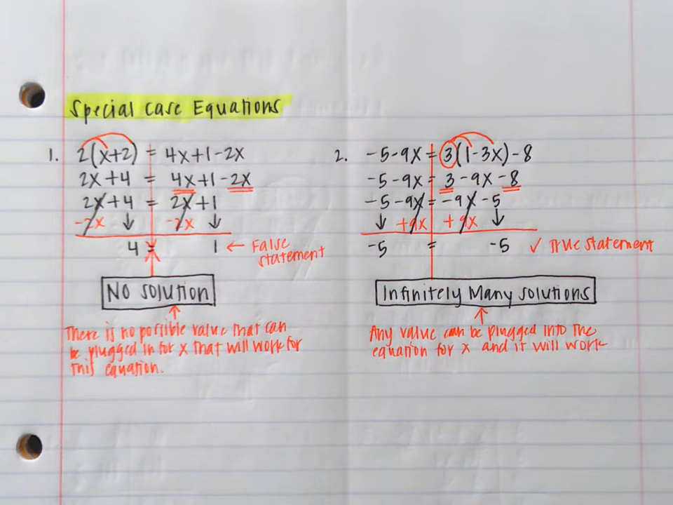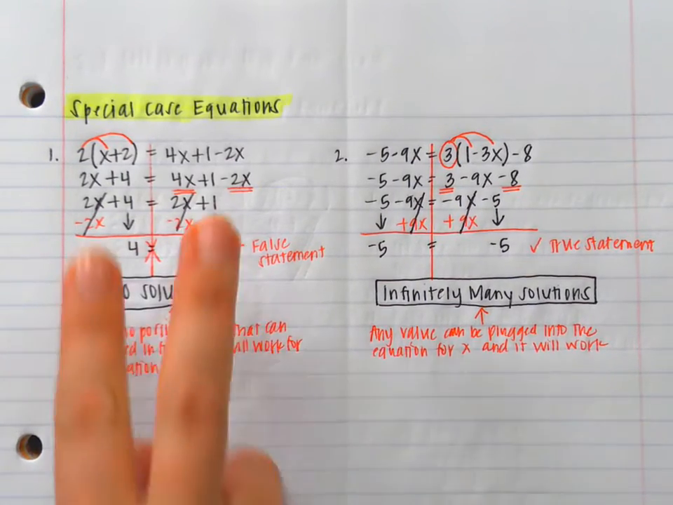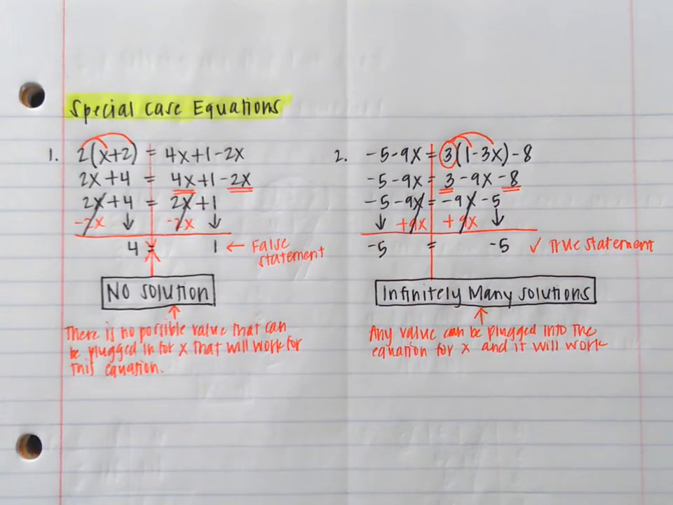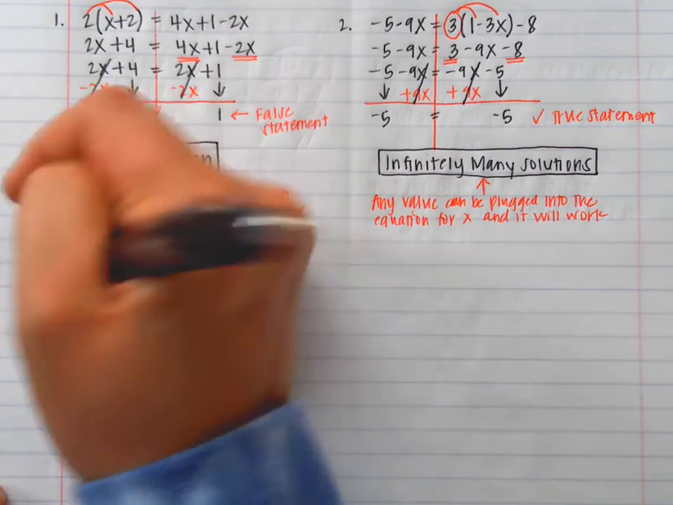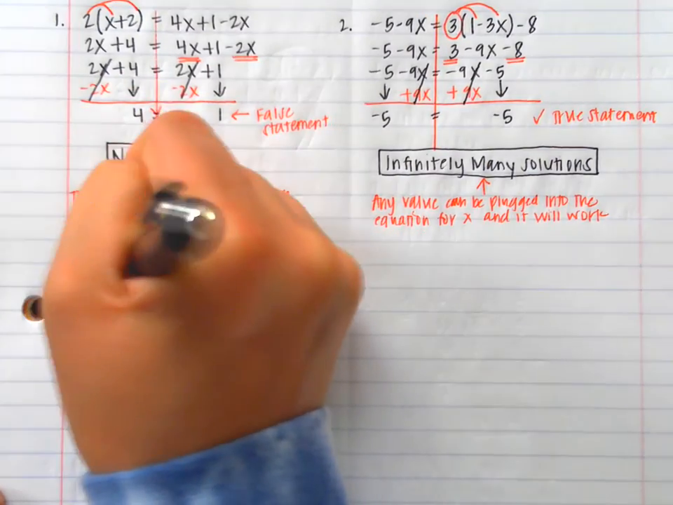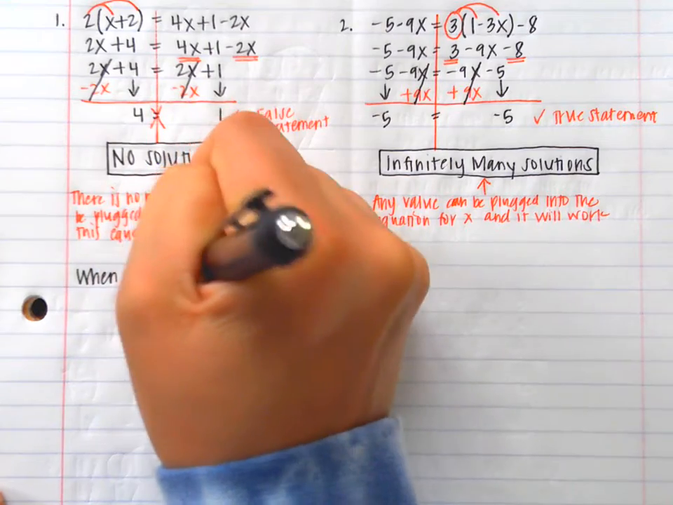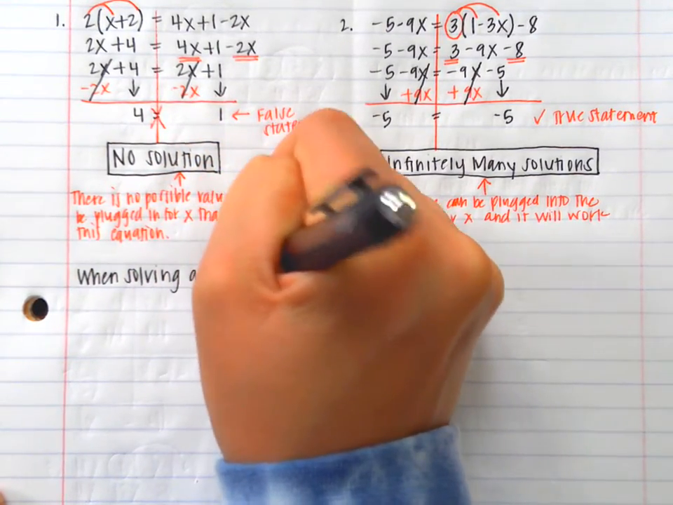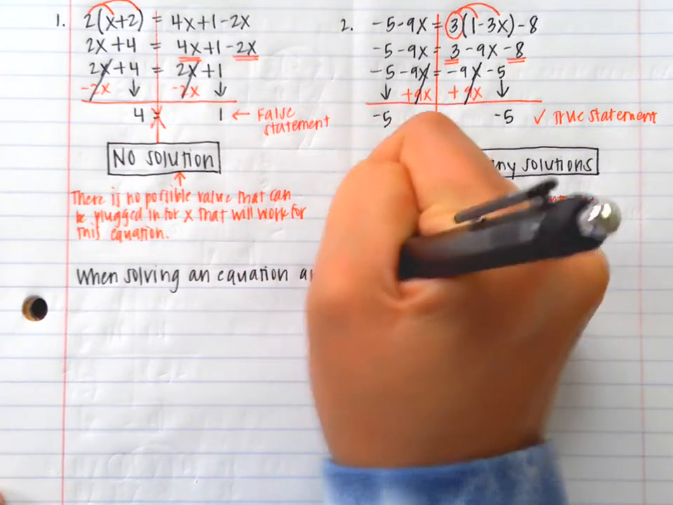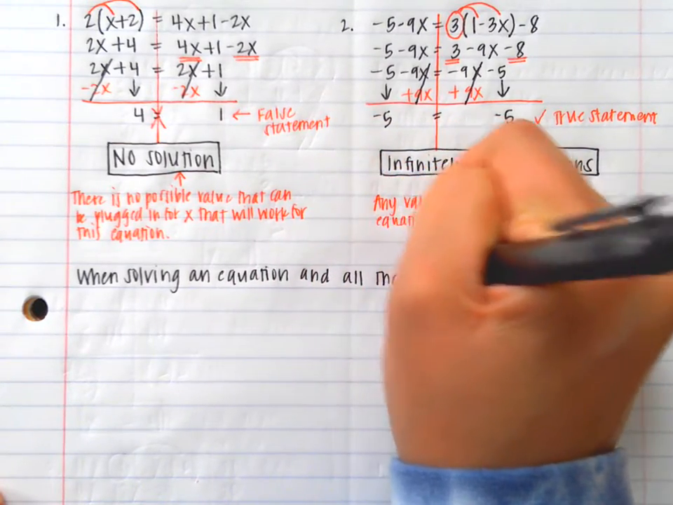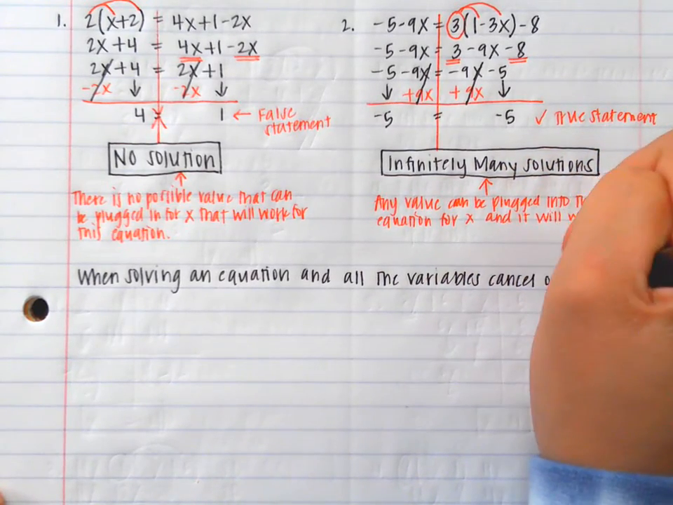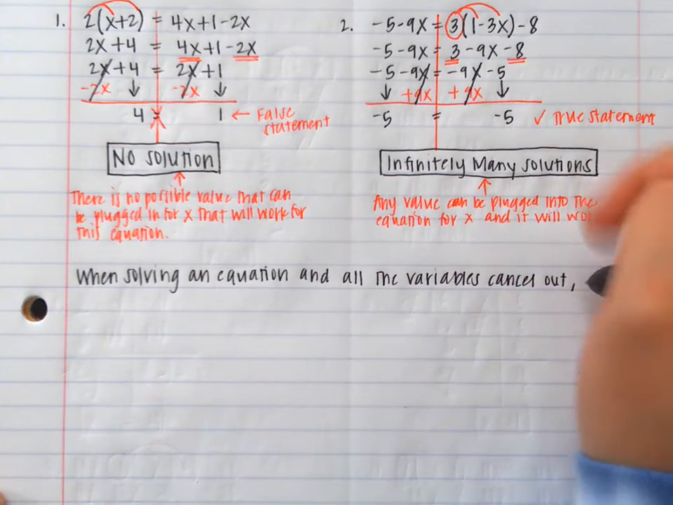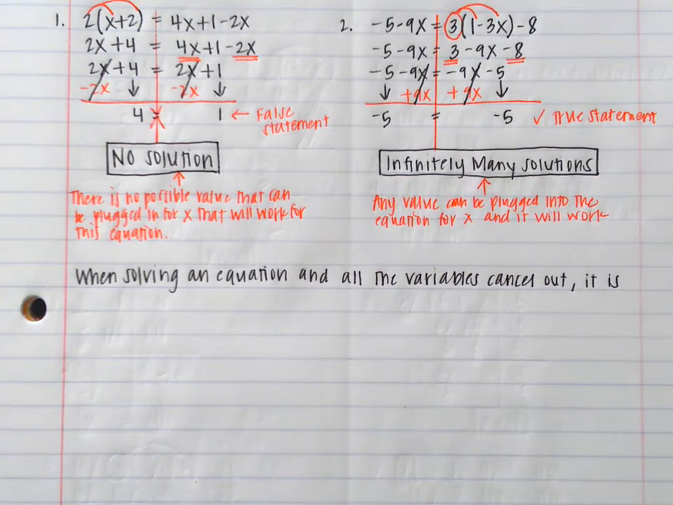So these are both called special case equations. What's similar in both of these situations is that the variables canceled out. So let's write a few notes on that. When solving an equation and all the variables cancel out, it is a special case equation.